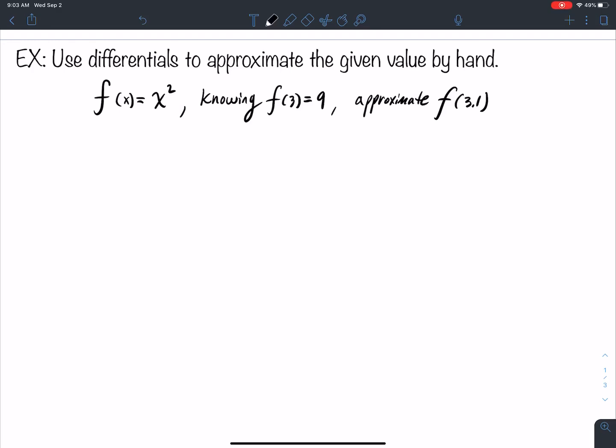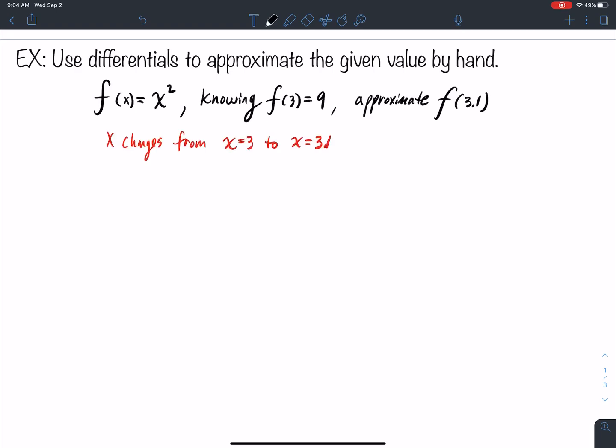So I want to use differentials to approximate the given value by hand. We're going to approximate f of 3.1 using differentials for the function f of x equals x squared. And what do we know? We know that f of 3, if we plug in 3, we get 9.